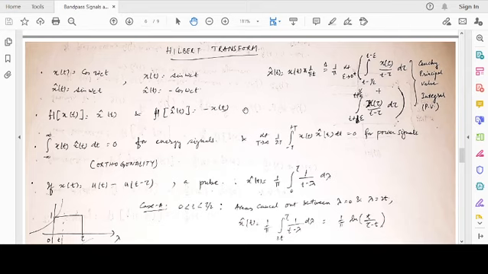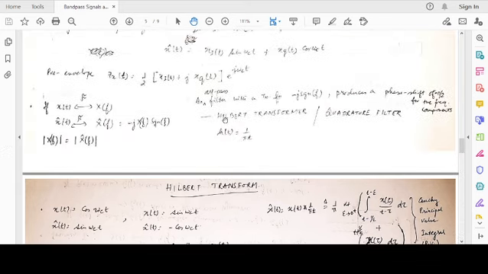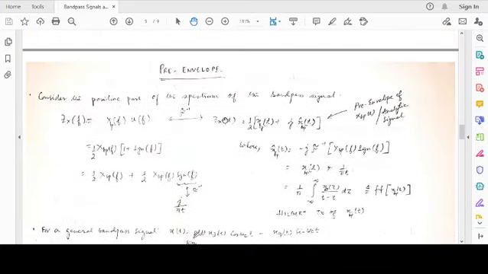Today we will discuss the Hilbert transform. As we said, it's a very important transform, which is actually used in communication to represent the quadrature component of the low pass equivalent signal. Again, just briefly, let's take a relook at what we discussed.